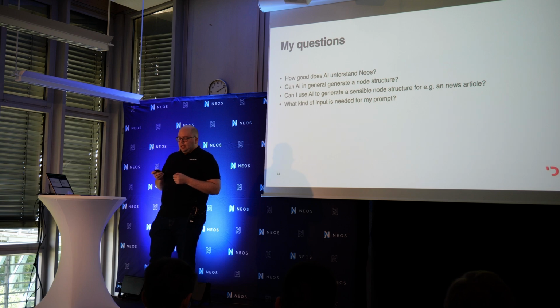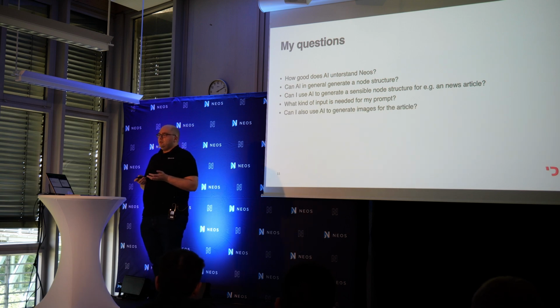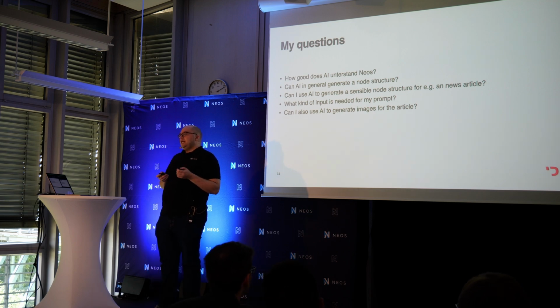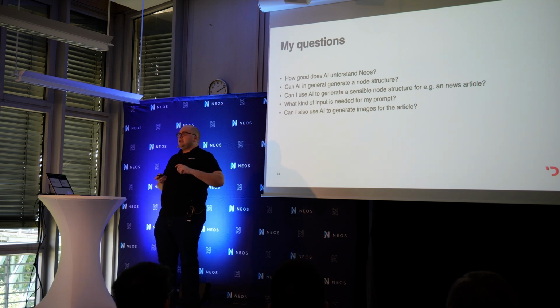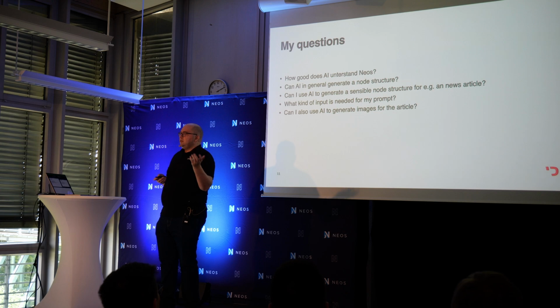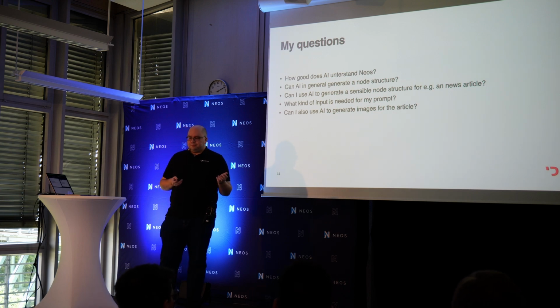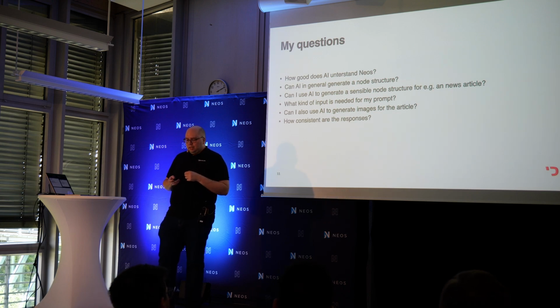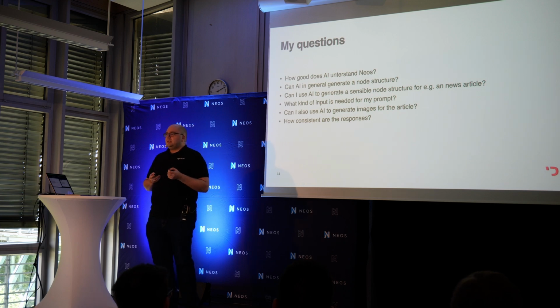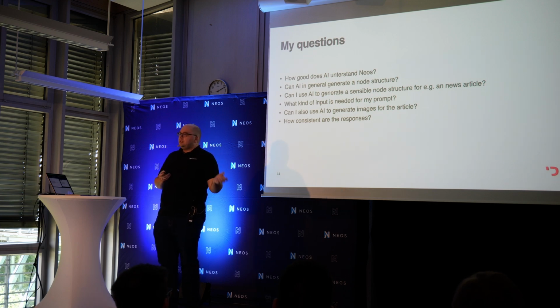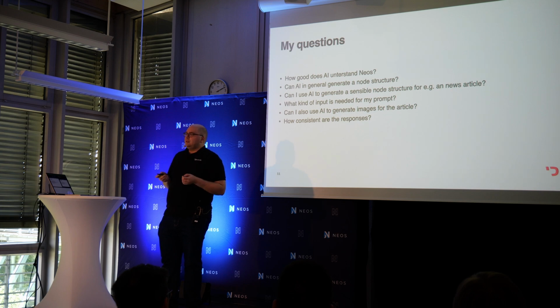I also learned that AI can generate images. So can I use AI to generate images that are good for such a generated news article or a blog article? And from a developer standpoint, how consistent are these responses? If I get one really good response and the next response isn't usable in my program, it isn't really good, or I can't really develop something.